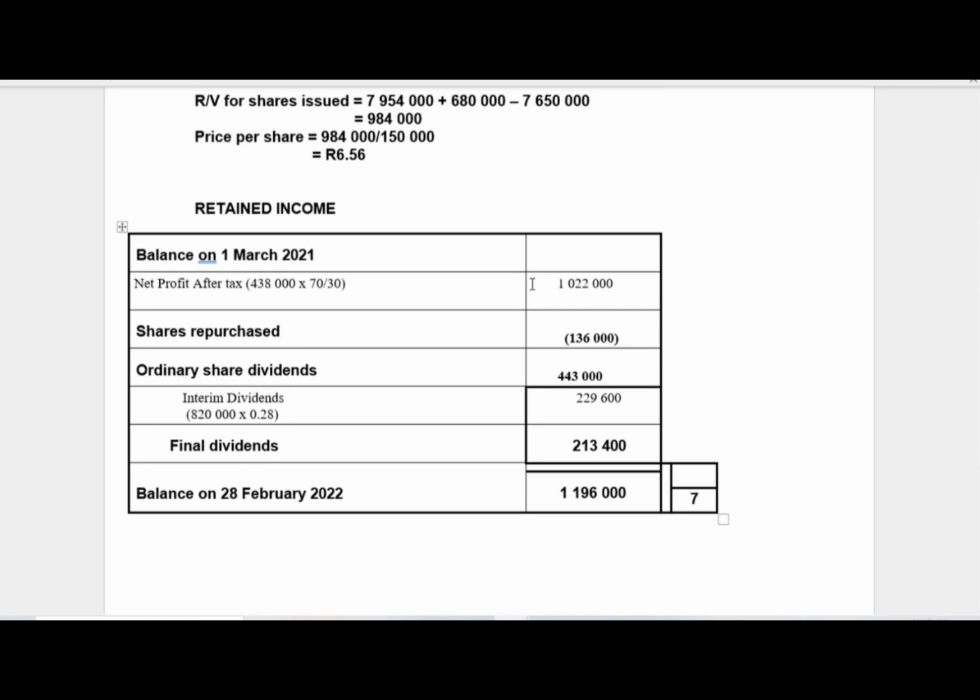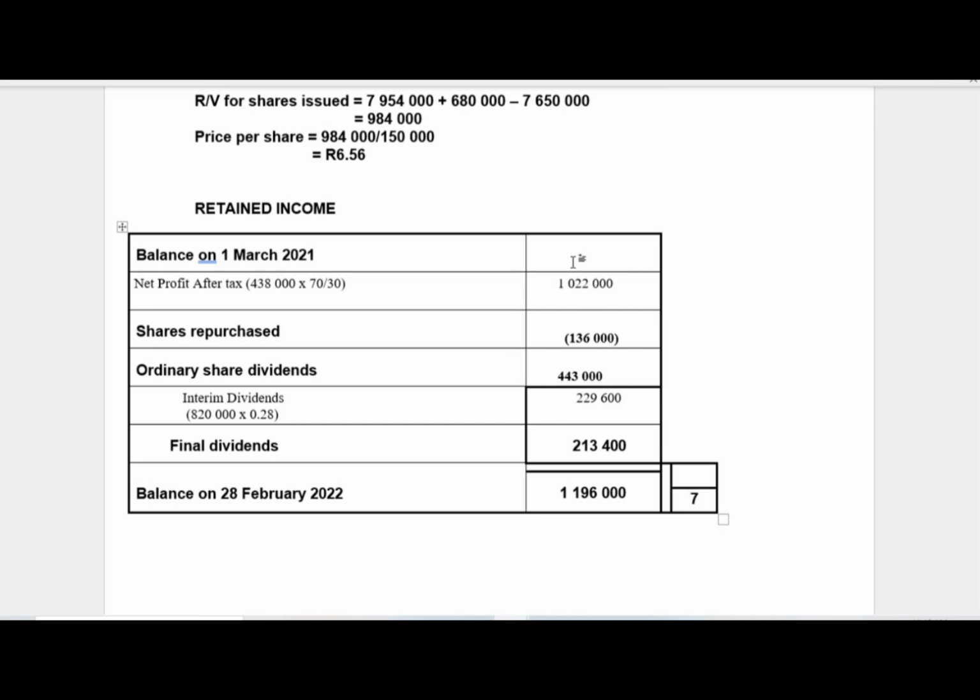What we need to do now is to calculate the opening balance, the balance on the 1st of March 2021. For you to calculate the opening balance, you just have to say closing balance of 1,196,000, and then you less total ordinary share dividends of 433,000, and then you add the 136,000 you subtracted. You also subtract 1,022,000 for net profit after tax.